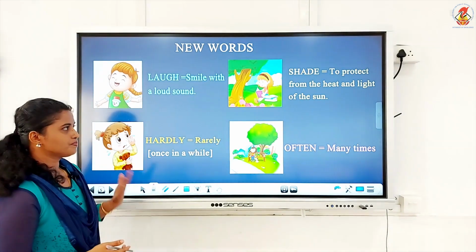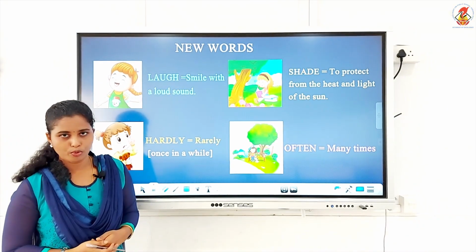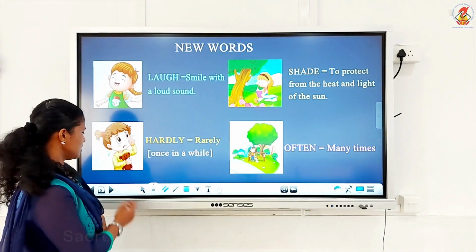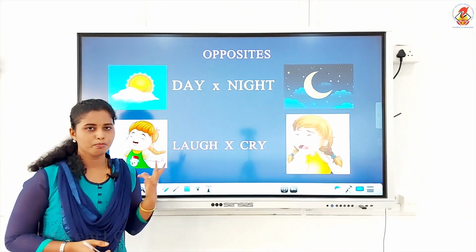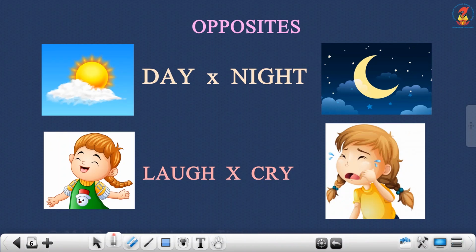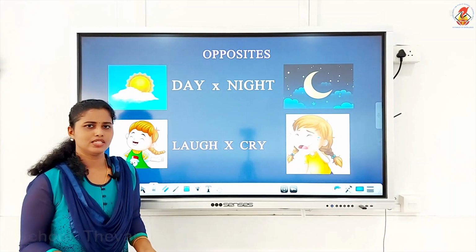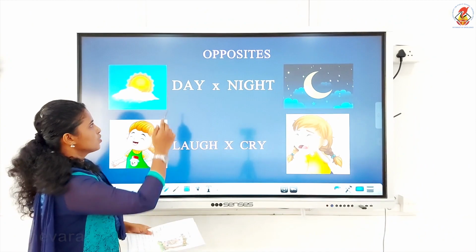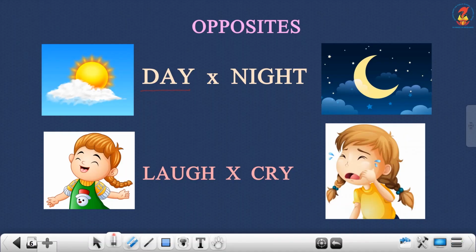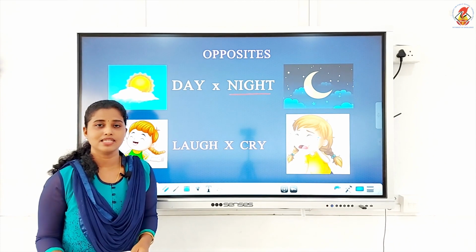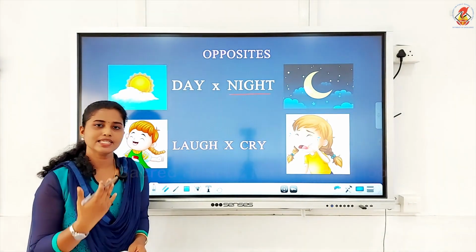Okay, so these are the new words mentioned in the poem. Now we shall look into 2 opposites which I have given in your worksheet, page 87. It's very simple. We have already learned and we know these opposites. Okay, so the first is day. The daytime is when we work, we study and we play, isn't it? So day, opposite will be night. Night is the time when we sleep, isn't it? The time to sleep. So day opposite night.